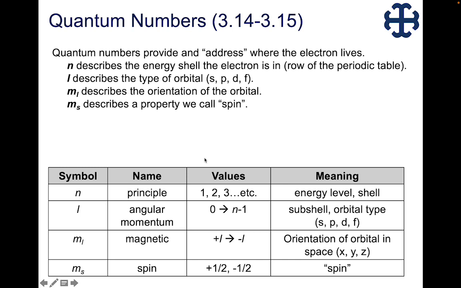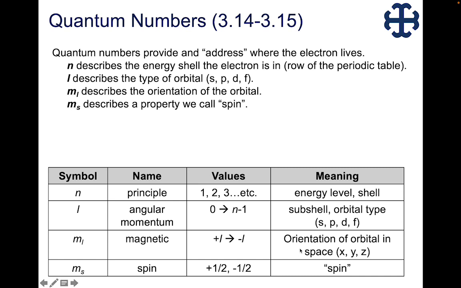In that case, we would have N being equal to 3, and then L could be equal to either 2, 1, or 0. And if L was equal to 2, it would be a D. If L is equal to 1, it'd be a P. If L is equal to 0, it would be an S orbital. M sub L will always just be plus or minus whatever our L is. So keeping with that example, if L is equal to 2, let's say, then M sub L could be plus 2, minus 2, plus 1, minus 1, or 0.